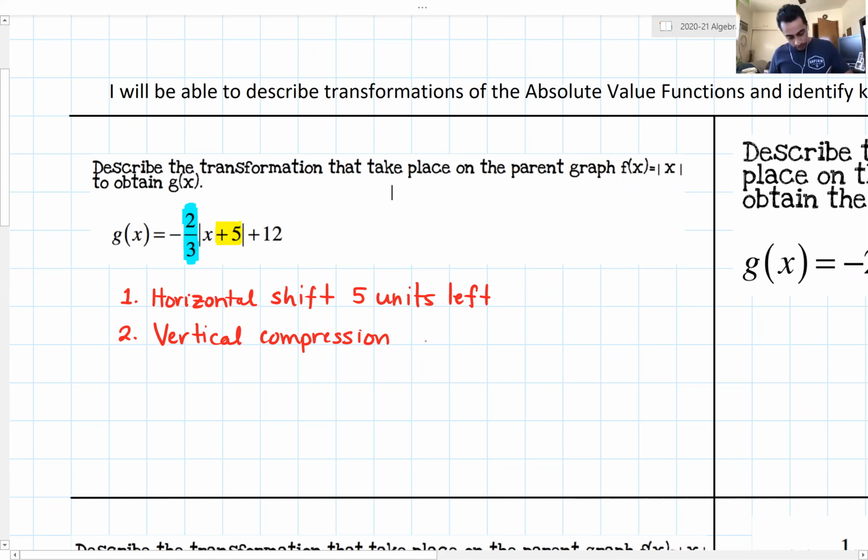It's a vertical compression, and now here are the terms that we want to use. It's not vertical compression by 2/3, you want to say vertical compression by a factor of 2/3.